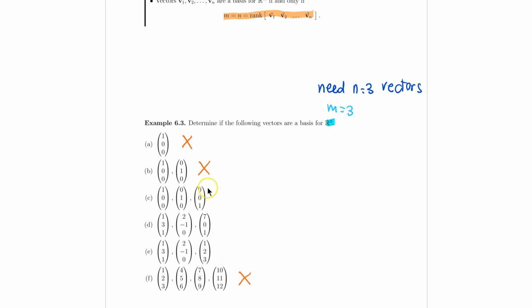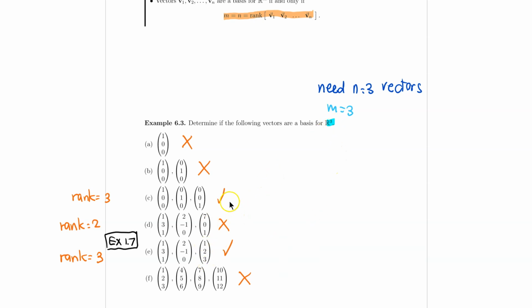Now, when they have 3 vectors, I have to do the computation, but for part C, I can see that this is basically just the standard basis for R cubed. So this is indeed a basis for R cubed. If I were to put this into a matrix and find the rank of the matrix, it is going to be 3. Now for parts D and E, we have actually found the rank of the matrix that we can get by putting these vectors together already. This is for example in example 1.7. The rank of the matrix from part D is going to be 2, and the rank of the matrix from part E is going to be 3. So the one from part E will form a basis for R cubed.